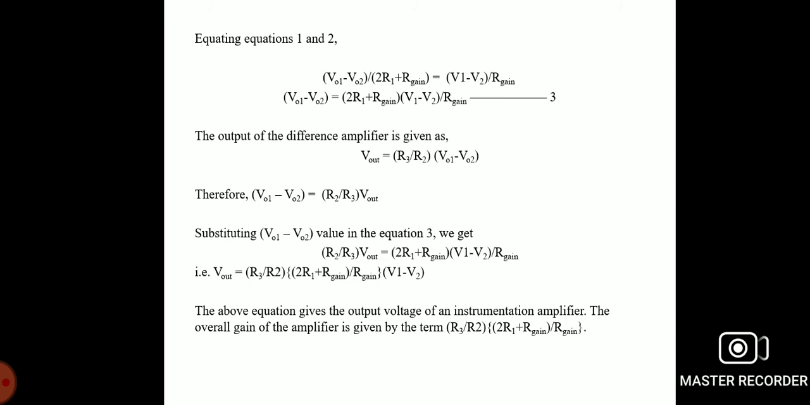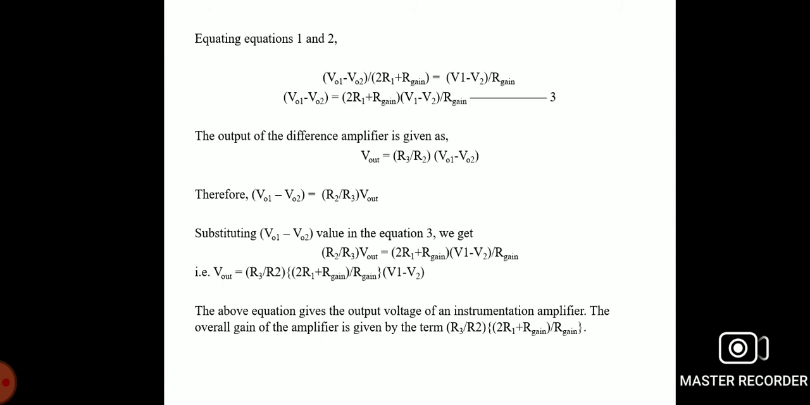Now what are the advantages? The advantages of the three operational amplifier instrumentation amplifier circuit: the gain can be easily varied and controlled by adjusting the value of R gain without changing the circuit structure. So the gain of the amplifier depends only on the external resistor used. Hence it is easy to set the gain accurately by choosing the resistor value carefully.